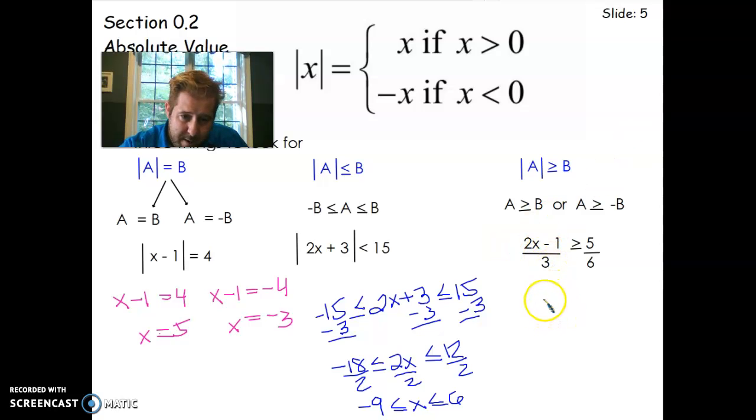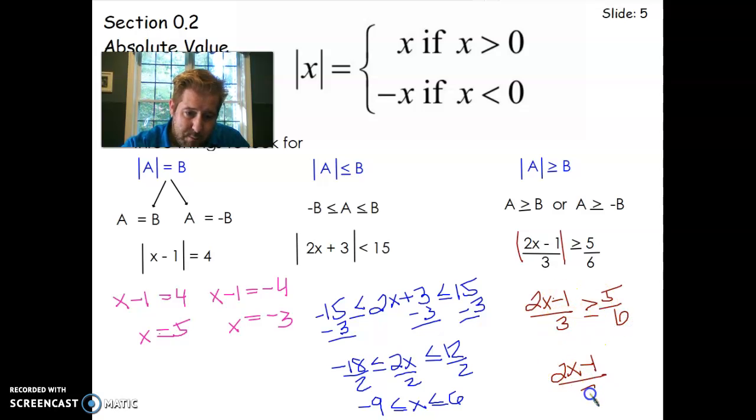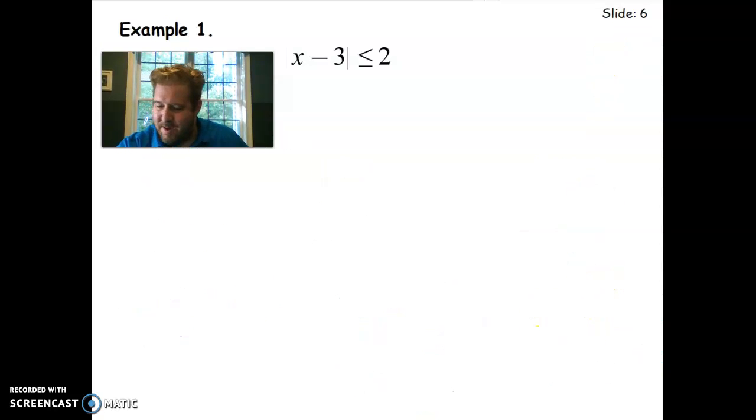All right, so when it's greater than, you solve it twice. So we have the absolute value of 2x minus 1 over 3 is greater than or equal to 5/6, and then you'll solve it again and say 2x minus 1 over 3 is greater than or equal to negative 5/6. And then you solve it out for both of these. Now you would multiply both sides by 3, and then add 1, and then divide by 2. I've kind of run out of space, so I'm going to have to move to the next one.